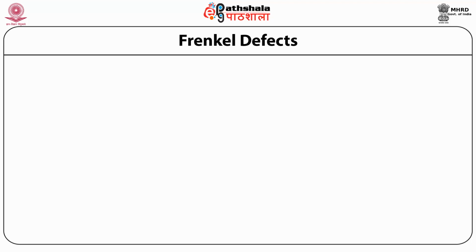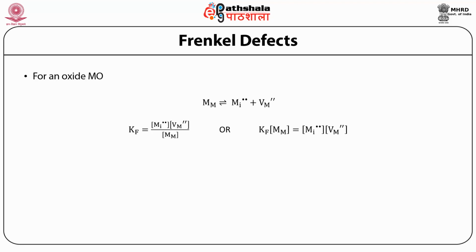The next defect which we are discussing is the Frenkel defect. For an oxide MO, the reaction is MM gives Mi double dot plus VM double prime, which leads to Kf equal to the concentrations of Mi double dot and VM double prime divided by the MM concentration, that is products by reactants.